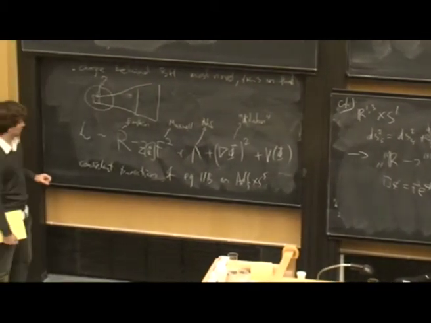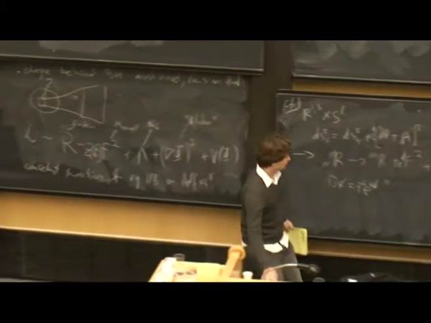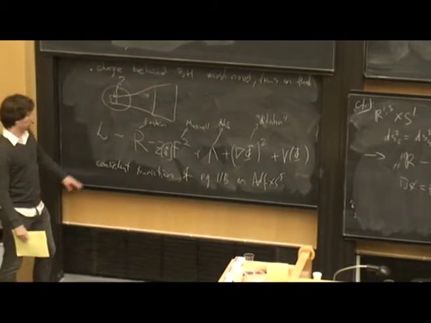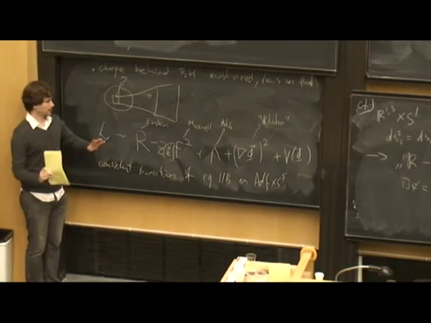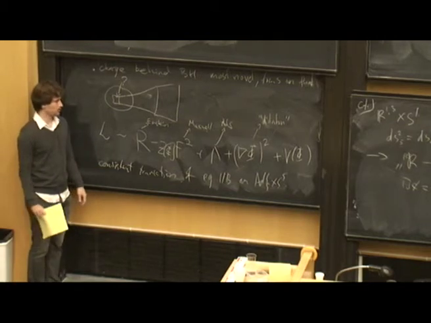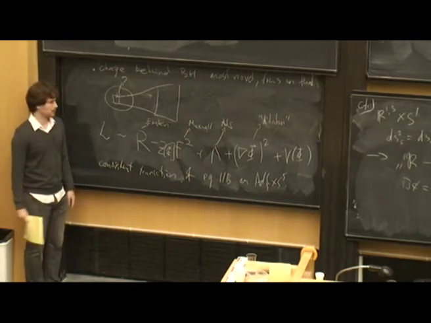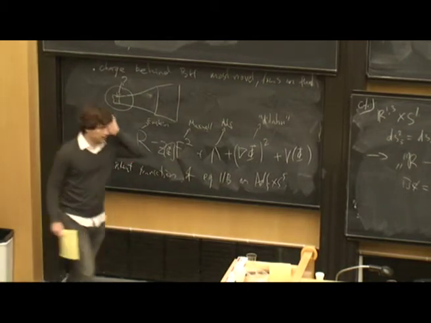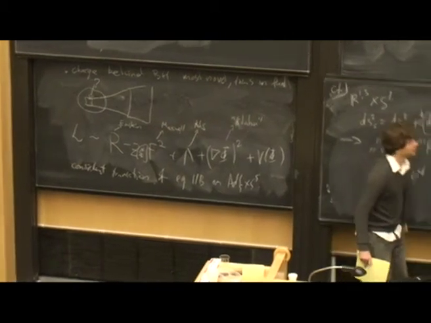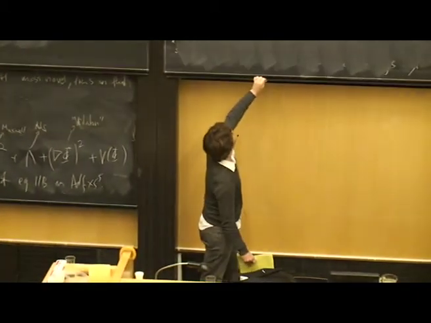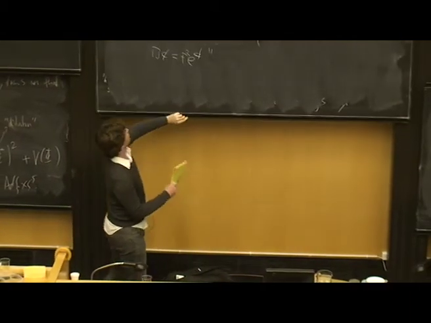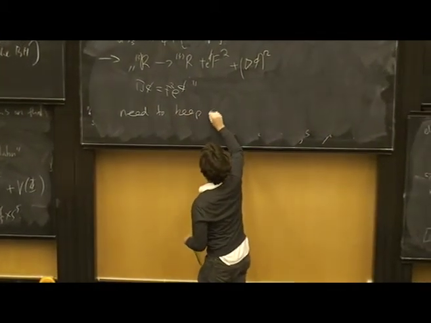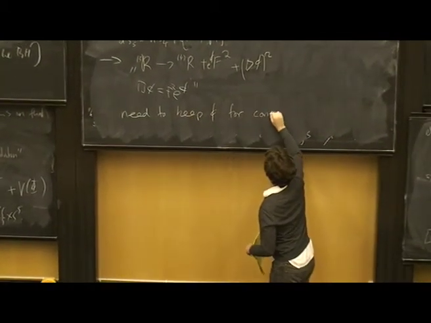All right. Good. So, does that address your question, more or less? Okay. So there's a consistently truncated sector of 2B supergravity, and therefore N=4 super Yang-Mills, that is described by actions that look like this. I think maybe I should write down the upshot here: you need to keep phi for consistency.